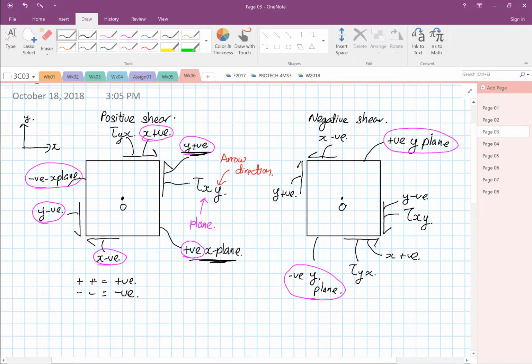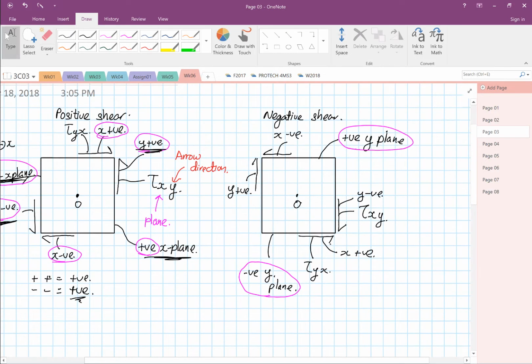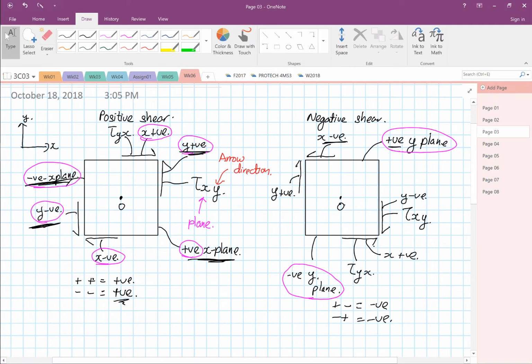On the other side, you can see you have a negative x plane, and the stress is going negative. So negative negative also becomes what? Positive. I do apologize, this is also positive. So this is why it's positive shear. Whereas for this case, just an example, you have a positive plane and negative force acting. So positive and negative, or negative positive, both will be negative. So that's why on the left hand side is positive shear, on the right hand side is negative shear.